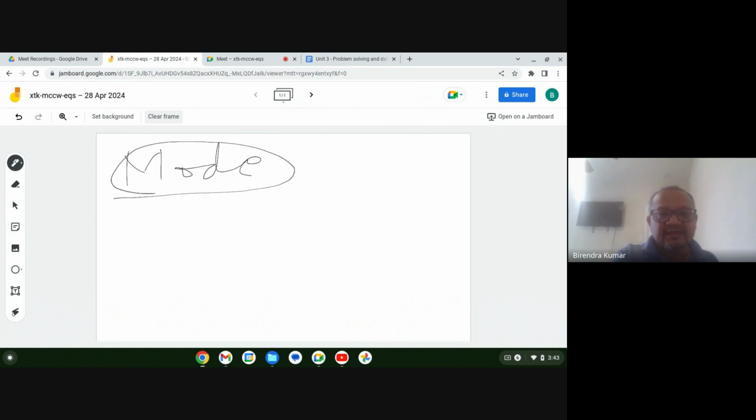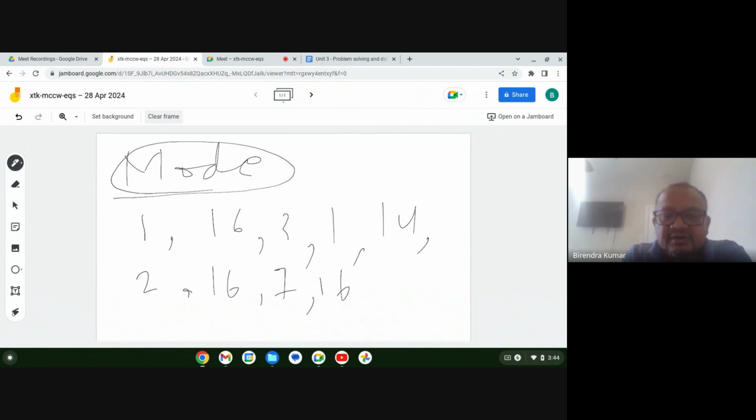Mode is nothing but a mechanism which tells you which number is occurring the most in a group of numbers. Let's say I'm talking about 1, 16, 3, again 1, 14, 2, 16, 7, 16, 14, 18, 14, 16. Let's say this is the marks scored by students in a terminal exam or a monthly test. Mode tells you the most recurring number in a group of results.